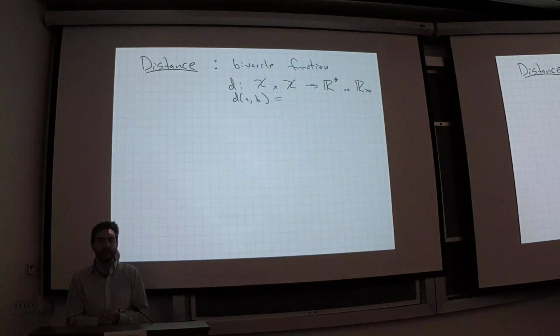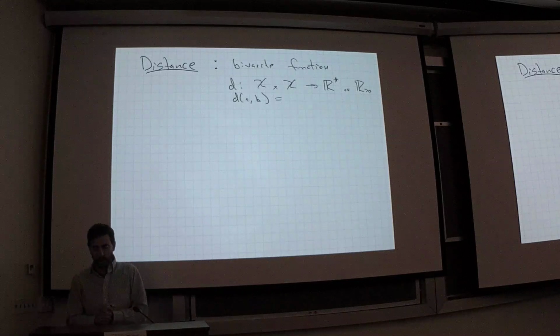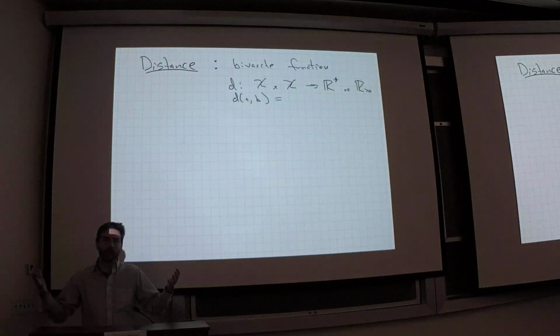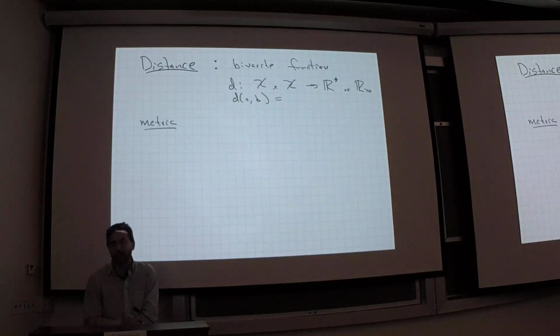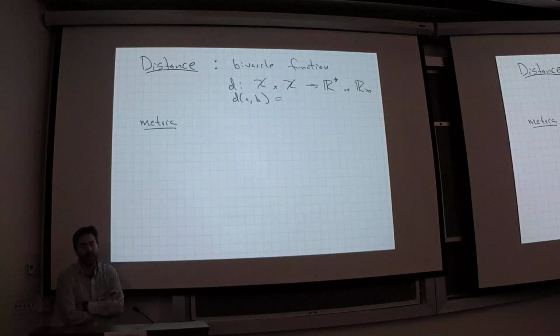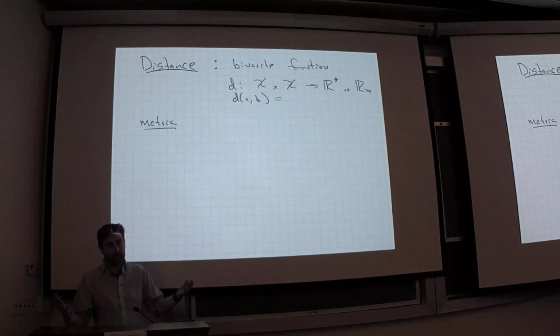data analysis. I'll try to tell the story of when one is useful and when the other is useful. But there's this important property that's called a metric, which you often strive to have for a distance. Not all distances count as metrics.